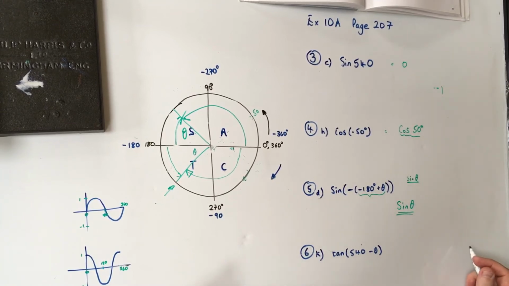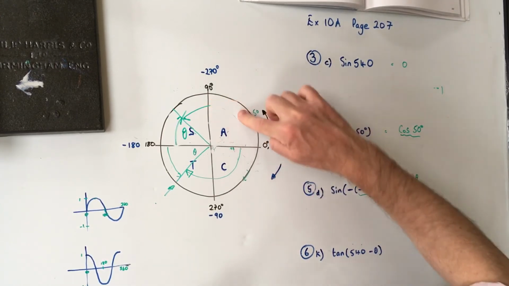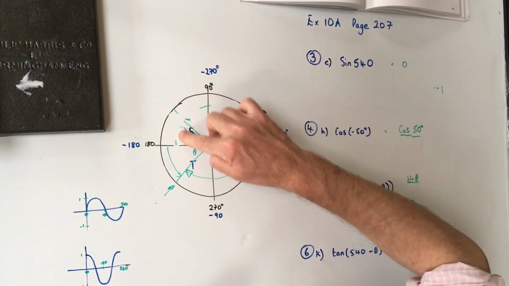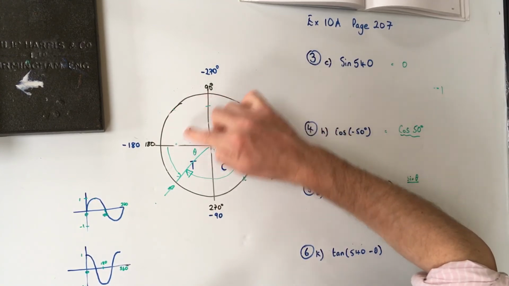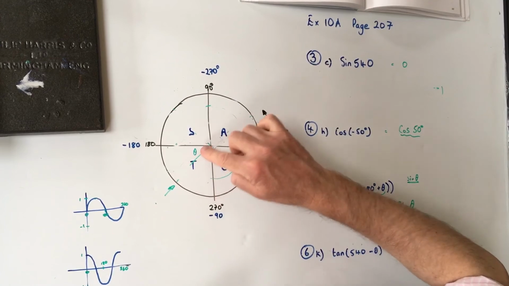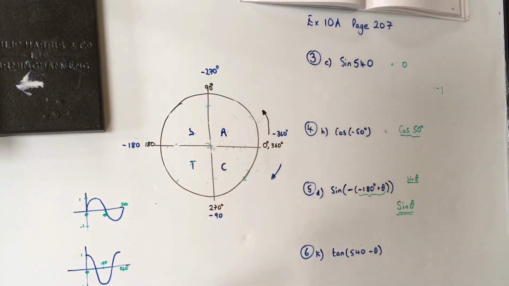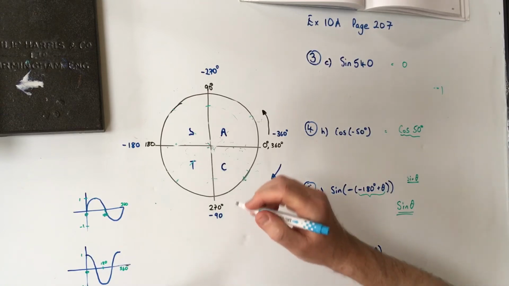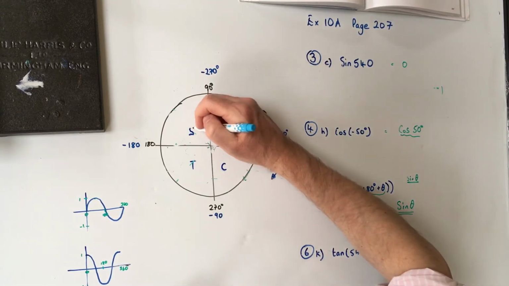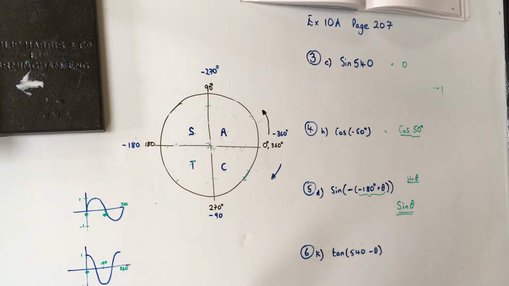Simple. Okay? And then the last one, I did do a tan. Okay, tan of 540 minus theta. Okay, so if I get rid of all of that, again, all that nonsense.